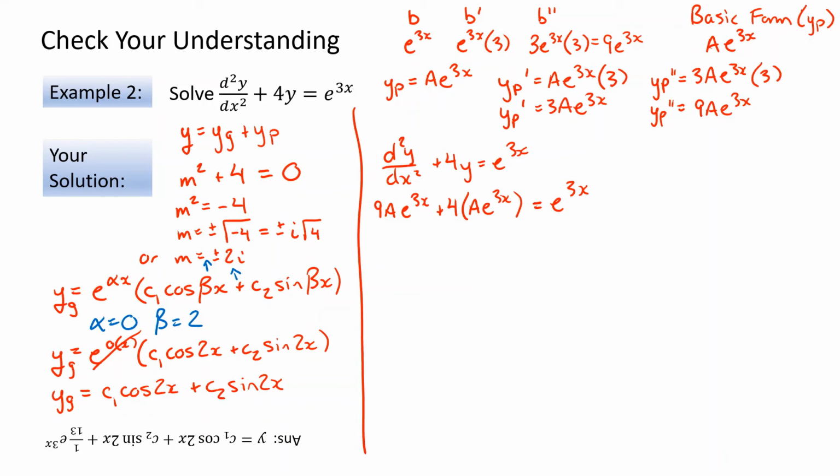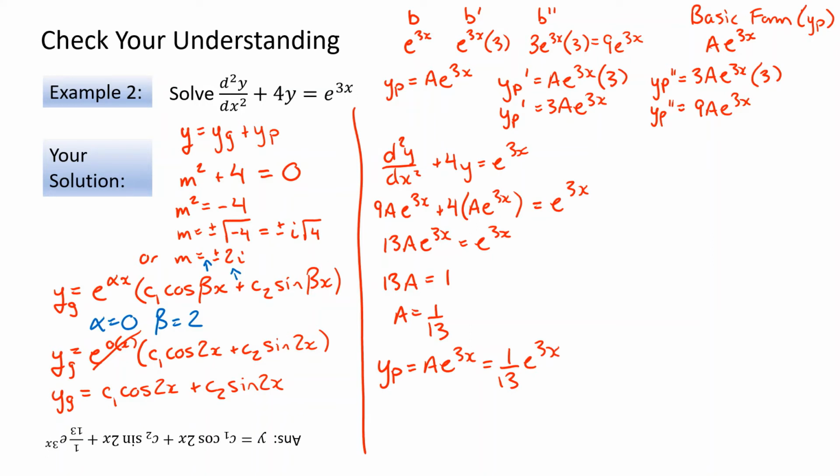So you can simply add these up. 9a plus 4a gives us 13a e to the 3x has to equal e to the 3x. Okay? Remember, we have e to the 3x on both sides, so we can just equate their coefficients. That means that 13 times a must be equal to the coefficient on the right-hand side, which is just 1. Or in other words, a is equal to 1 divided by 13. Substituting that back in, that means our particular solution, which is a times e to the 3x, is simply 1 over 13 e to the 3x.